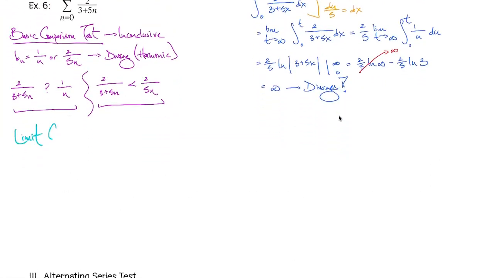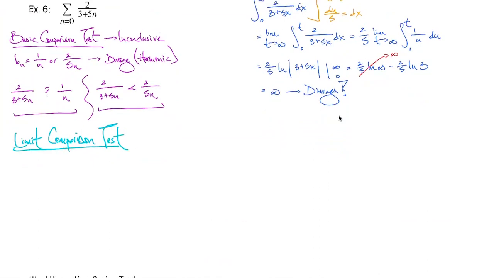If we were to do the limit comparison test for this one, the nice thing is that we've already established a b sub n. That's the nice thing about jumping from the basic comparison to the limit comparison. So we're going to choose our b sub n as this 2 over 5n. The only thing we took away was that plus 3, because that was the one that gave us a very definitive relationship there.